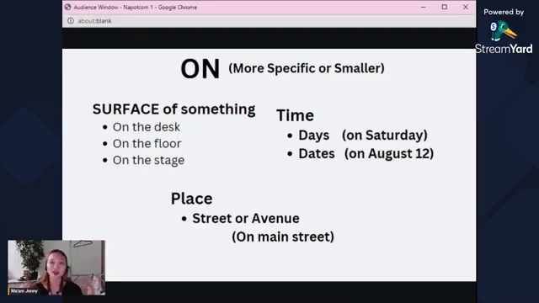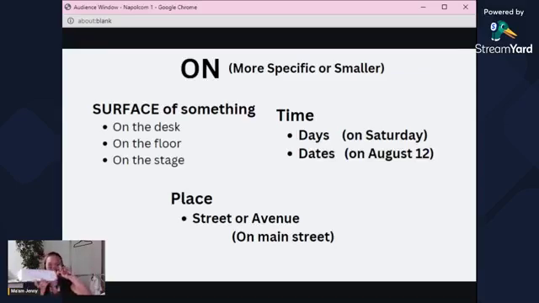Kapag place naman, it's specific. So, on Main Street, or kung saan street ba, basta it's specific. And then, you use on if it's on the surface of something. Di ba, need ko talaga ng box every time I discuss this. Oh, I have a box. Teka lang. At walang laman yung box. So lucky, guys.